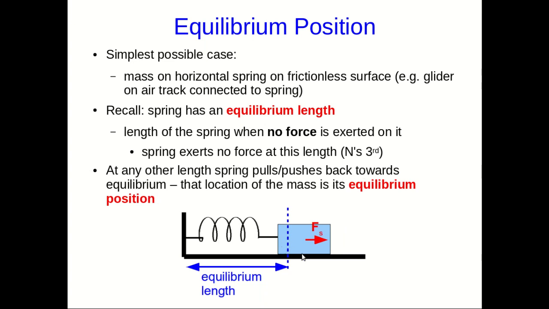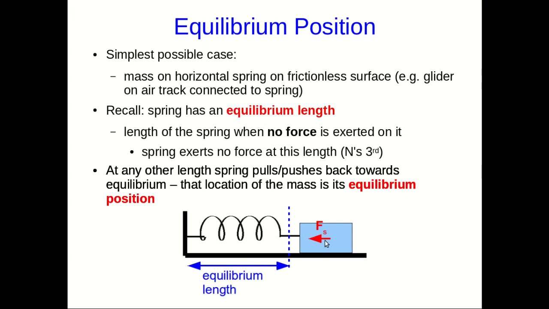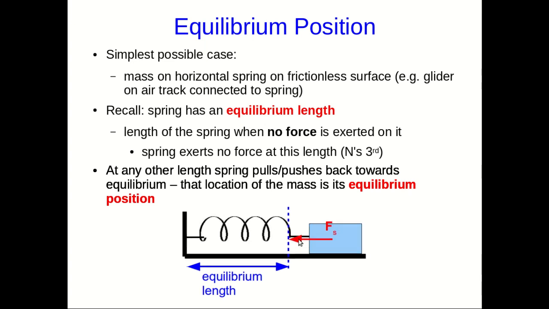So if we push the block a little bit this way, compressing the spring, then the force that the spring exerts on the mass is back opposite the direction we pushed the mass, towards the equilibrium position. And no matter where we push the block, that force always points back towards the equilibrium position. And if we pull or push it farther from the equilibrium position, that force gets bigger. This is something we know about springs.